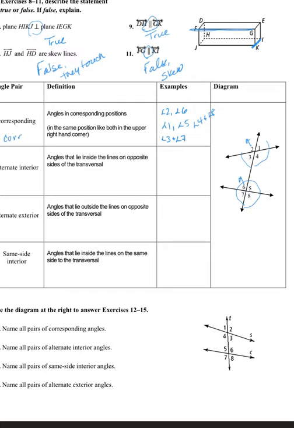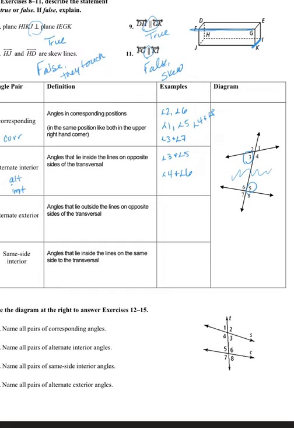The next word is alternate interior, and we abbreviate that alt-int, ALTINT. And these are angles that lie on opposite sides of the transversal, but inside the lines. That's why we call it interior. So they're inside the lines, so they're going to be in this section, inside the lines on opposite sides. So like angle 3 and angle 5, or angle 4 and angle 6.